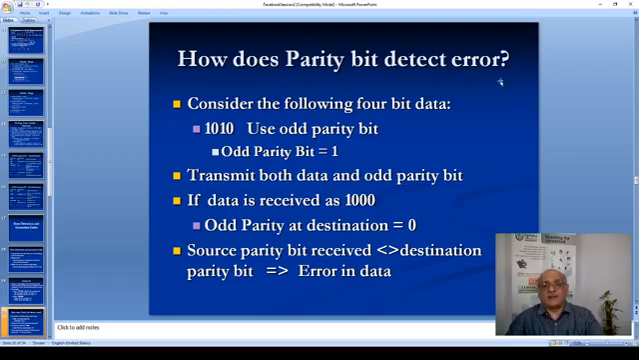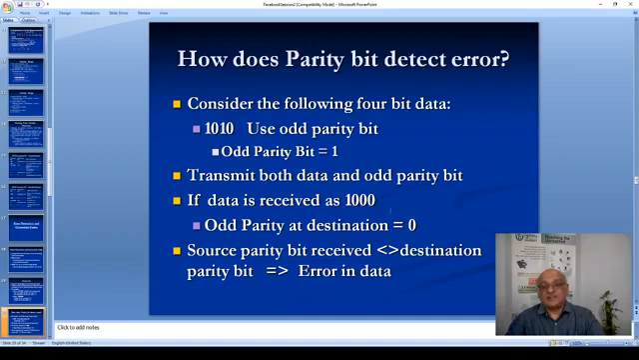But how does it detect an error? Consider the following 4-bit data, 1010. Using odd parity, the parity bit becomes 1. You add it here or before, it's up to the system. Normally it is the topmost bit, when 8 bits are used, the 8th bit is on the leftmost side. So the data becomes 11010. We transmit both the data and the odd parity bit to the receiver side, and suppose it is received as 10001, and obviously the parity bit is not changed, it is still 1, then there is a 1 bit error.